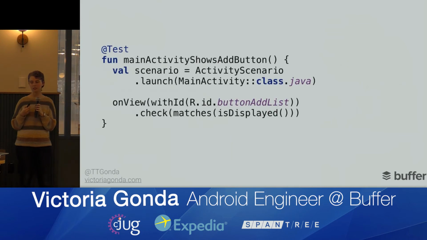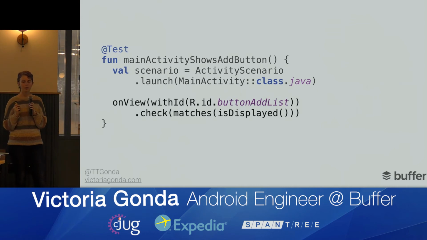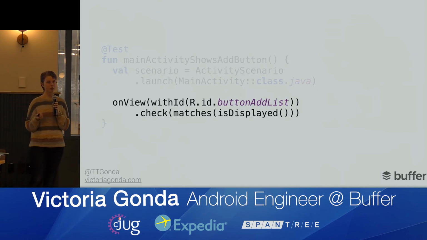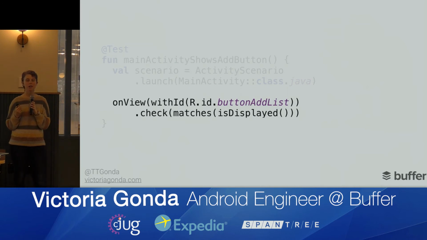So here's a test that checks that the main activity is launched and it has a button add list. The main activity is launched using the activity scenario, and then we test for the add button that should be on the screen. With ID is the view matcher to find the button with the ID button add list.